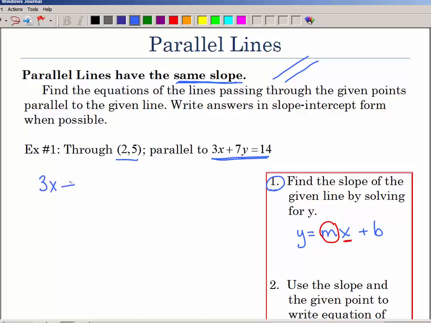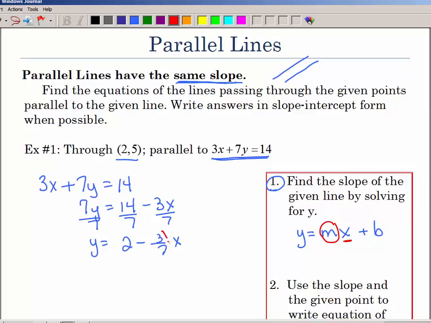So let's take 3x plus 7y equals 14 and get the y by itself. So I'm going to subtract 3x and I'm going to divide by 7. Now you should be able to identify the slope, which is the coefficient of x. So our slope is going to be negative 3/7, and our given point is (2, 5).